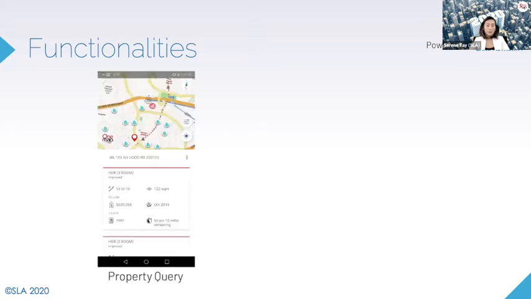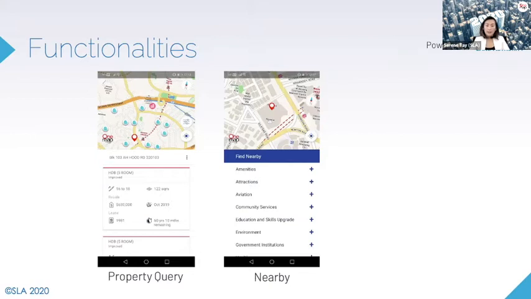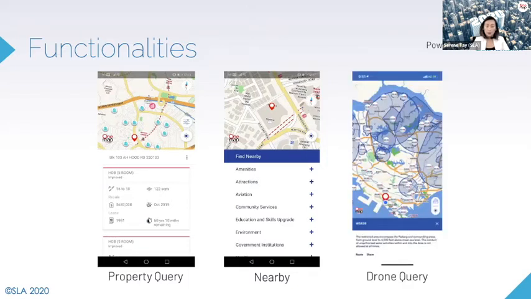I'd like to quickly touch on some of the widely used functions on ONEMAP. Property query will show you the latest transaction prices for the sale and rental of property units around Singapore. This is something that's of very interest to a lot of Singaporeans. Nearby is a function that will show you all the amenities around your current location. Drone query will show you the no-fly zones around Singapore. We are also currently in the midst of transiting some of these 2D functions that you find available on ONEMAP today to 3D version by next year.